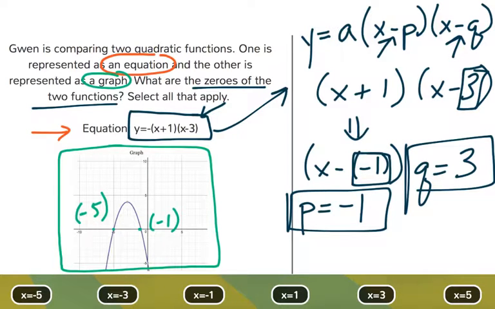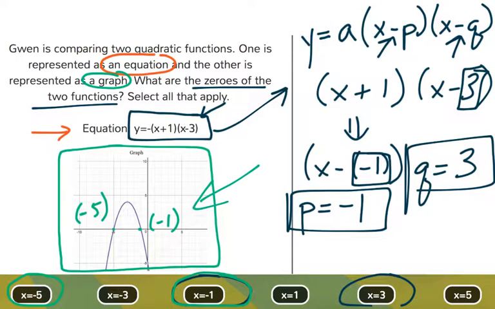Let's go ahead and select them down below. So p equals negative 1, that came from the equation. Negative 1 is an answer, and positive 3 is an answer. And then in green, I'll do the graph intercepts. So negative 1, well, I already selected that for the other one, so we'll keep that selected. And then negative 5 is also an answer.